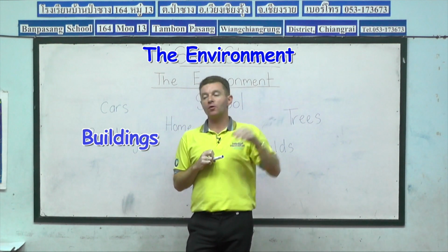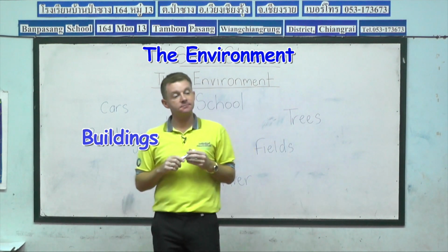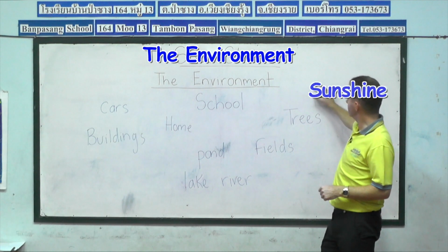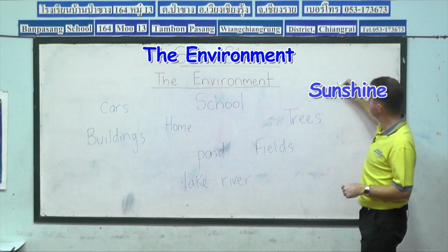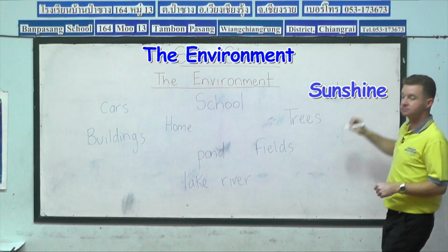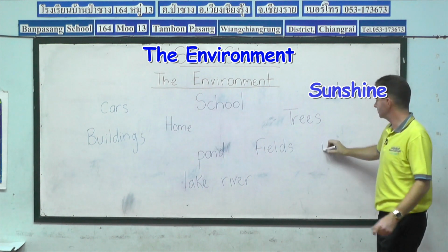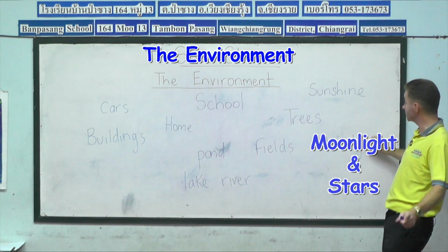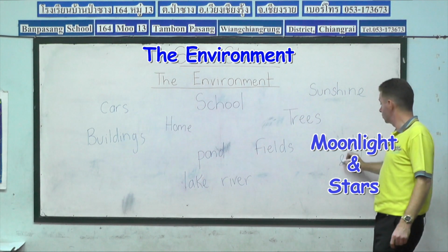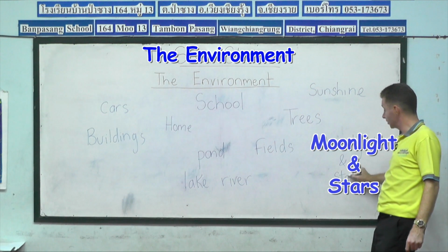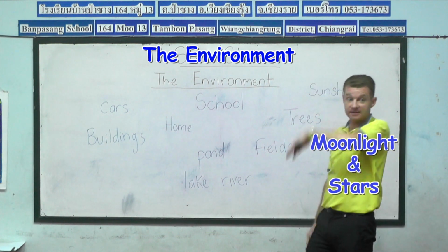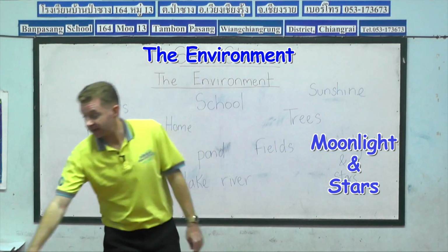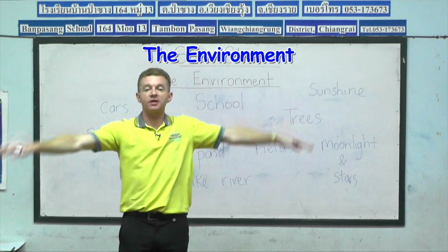Have a look when you look into the sky, what can you see? Sunshine. Yes, sun or sunshine, also part of our environment. But what about nighttime? Moon. The moon. And we say sunshine or moonlight and stars. Moonlight and stars. Still part of the environment because we can see them. Environment isn't always things that we have to touch, like a table. Environment are things around us.